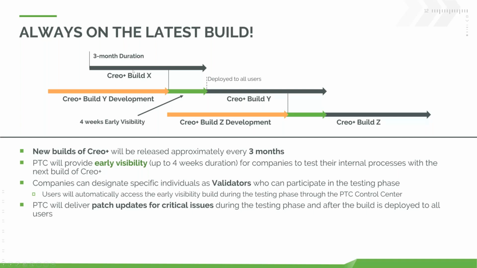And what I mean by that is when we release build X, we're starting to work on build Y. We're starting to develop that. At a point in time where it reaches a level of quality based on our strict quality policies, we're going to release it to you admins, but also who your admin designates as validators. And what I mean by that is the admin now will be able to test that preview release, or the next release, before it is actually pushed out to all users.